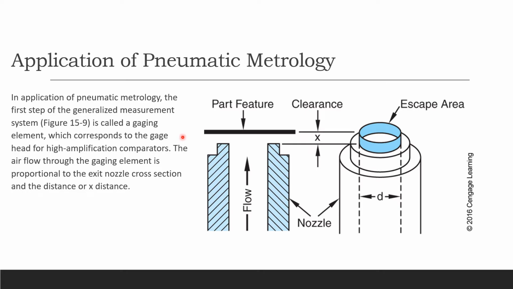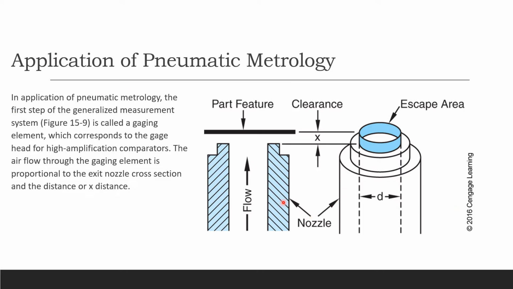So here, let's take a look at the application of pneumatic metrology. In application, the first step of this generalized measurement system is called the gauging element, which corresponds to the gauge head for high amplification comparators. The airflow through the gauging element is proportional to the exit nozzle cross-section and the distance, or X distance. So here is your X distance, okay?